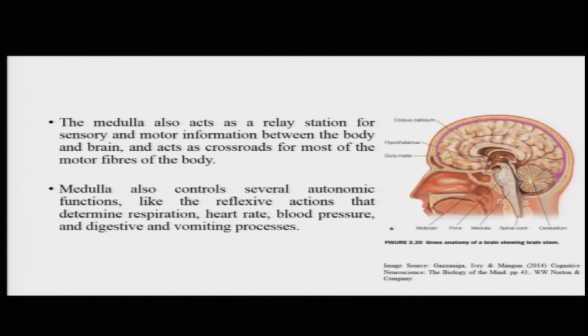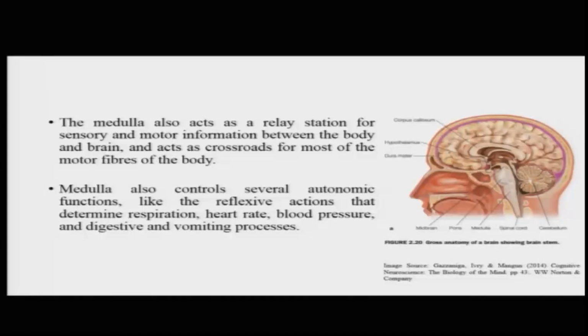The medulla also acts as a relay station for all kinds of sensory and motor information between the body and the brain. So, here we are talking about all these sensations coming from different parts of the body to the spinal cord, aggregating at the top of the brainstem in the medulla, and then from the medulla being communicated to different parts of the brain, and then the signal will come back and be dissipated in the same manner. In that sense, the medulla acts as a crossroads for most of the motor fibers of the body. Also, the medulla controls several autonomic, involuntary functions such as the reflexive actions that determine respiration, heart rate, blood pressure, digestive and vomiting processes, coughing, sneezing, those kinds of things.